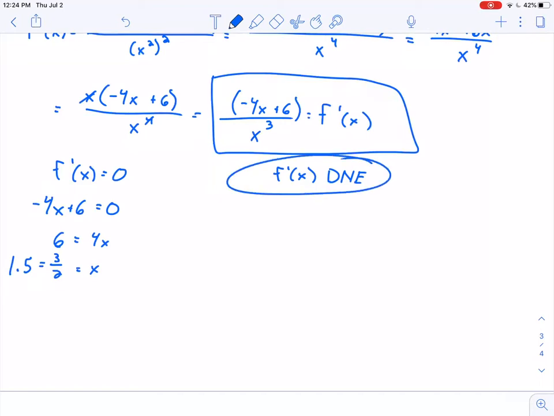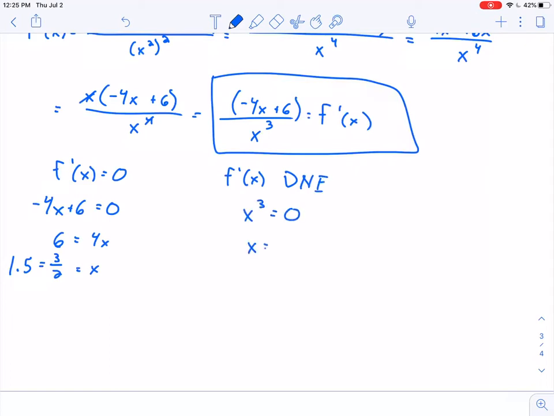Places where f prime does not exist: here, again, I have this rational function, so I can just take the denominator, x cubed, and set that equal to 0. Actually, let me just move this over here so I'm not wasting so much space. So f prime of x does not exist. I'm going to take the denominator, x cubed, set it equal to 0, gives me x equals 0. So I have one critical point, x equals 3 halves, and one partition number, x equals 0.